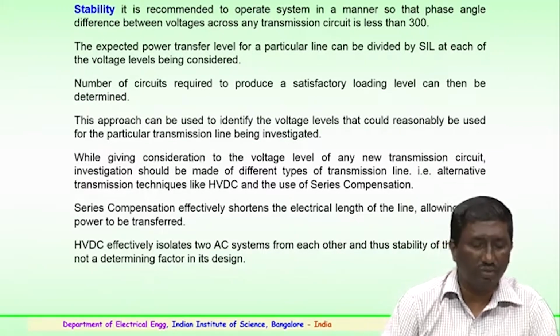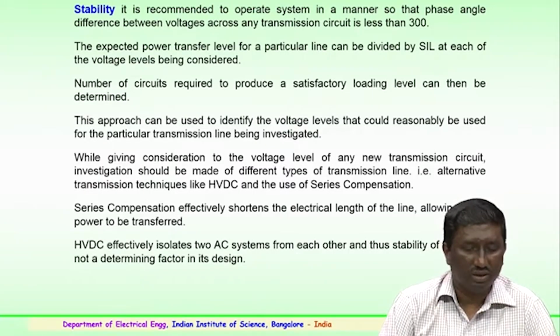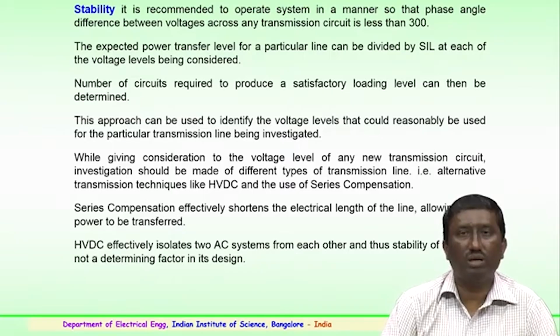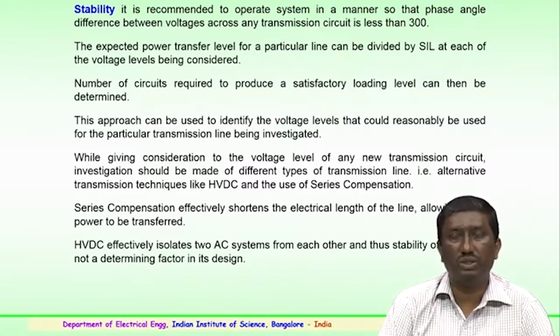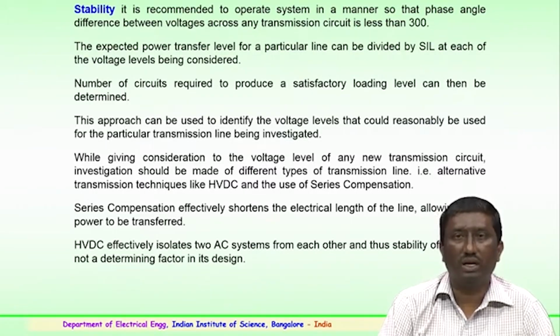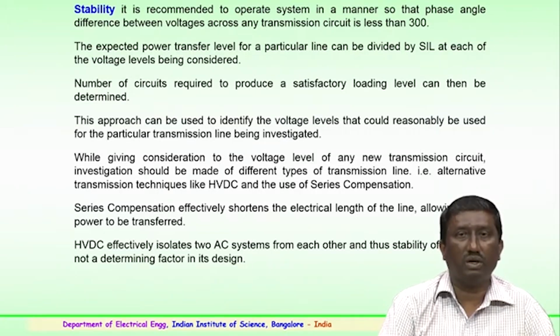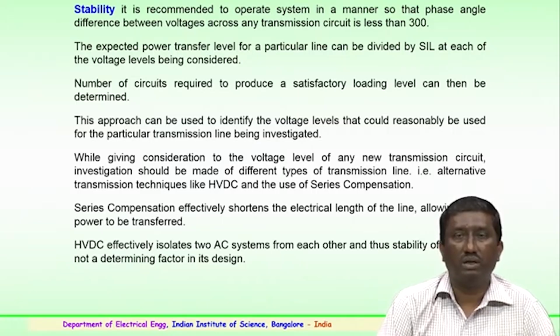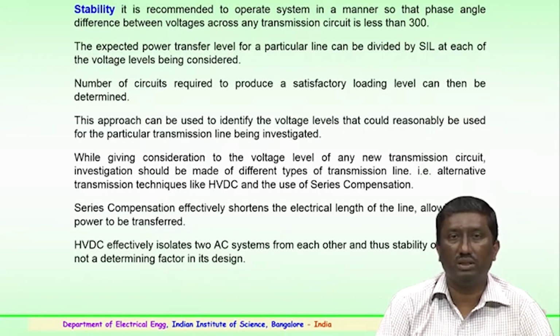The stability is very important for any power studies. So, it is usually recommended to operate the system in a manner so that the phase angle between voltages across any transmission circuit should be less than 30 degrees. That is a very important point to be noted. The expected power transfer level for a particular line can be divided by the surge impedance loading at each of the voltage levels which are being considered in that particular station.